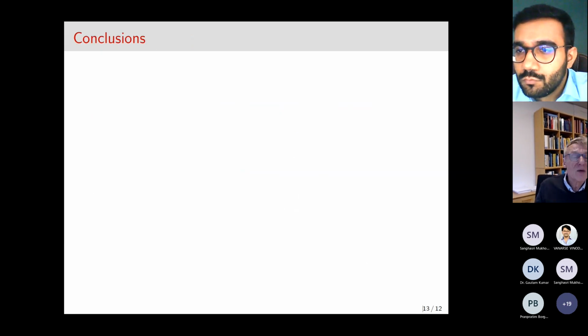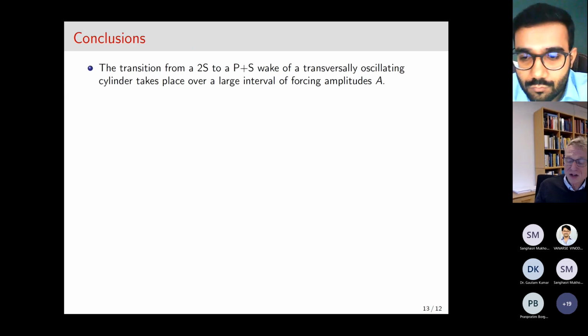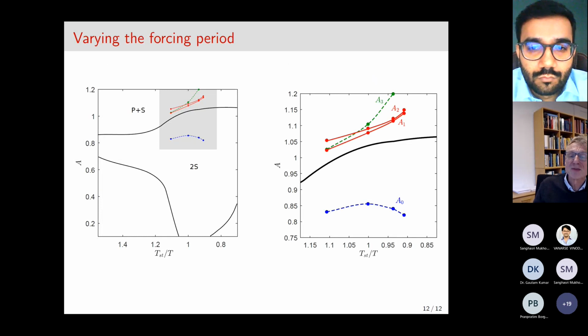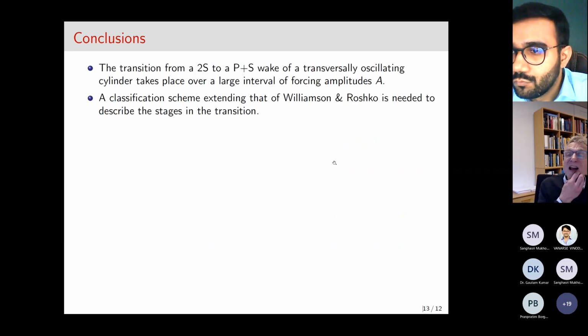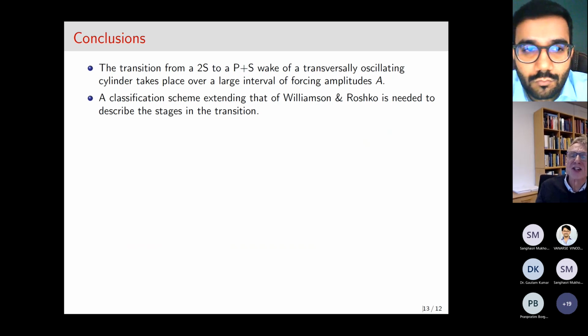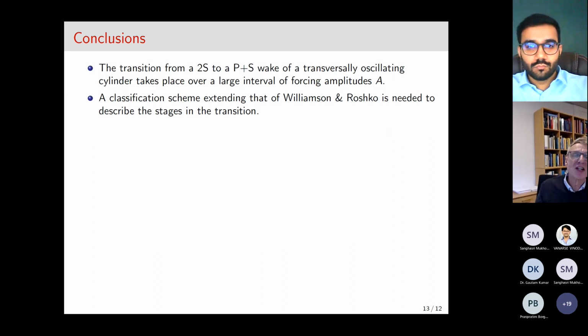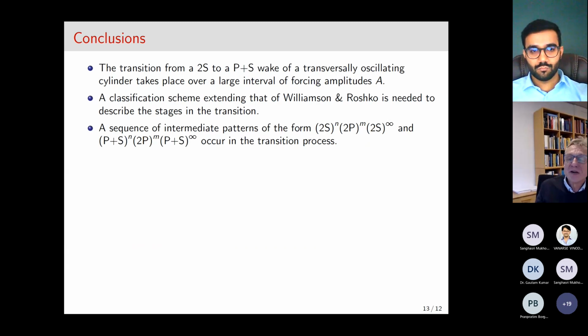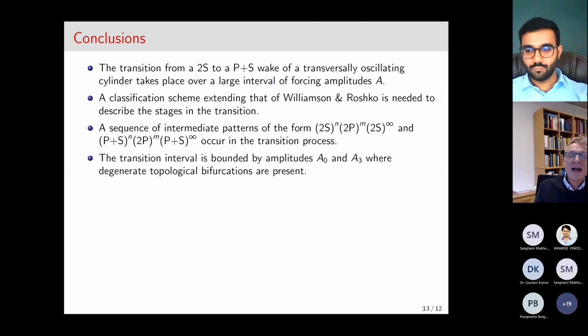So that is actually what I wanted to say. Actually, the transition takes place over a large interval of forcing periods. So you see there's a rather large interval of A values where this occurs. And you need to extend the classification scheme by Williamson and Roshko to describe these stages, because they're intermediate topologies occurring in the wake. And there are these key amplitude values where you change from one type to another, where these intermediate things disappear.